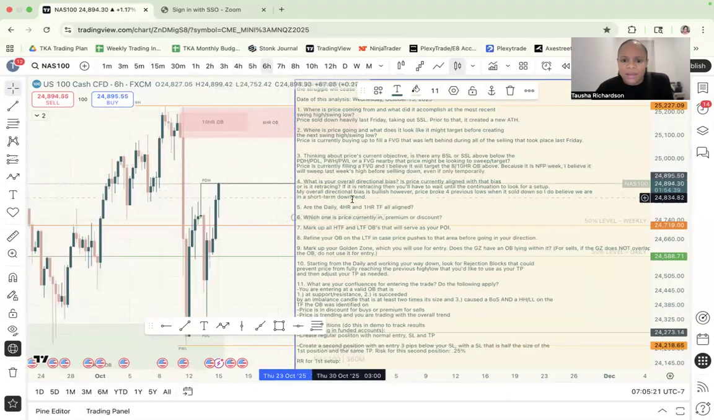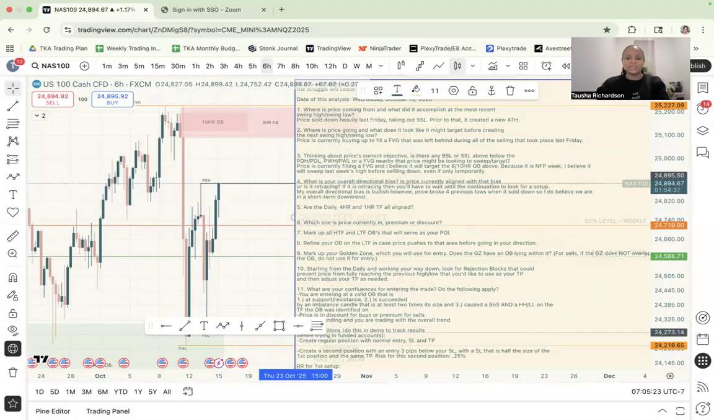So, let's see. Yes, all three time frames are bullish, and I believe price is buying up to reach the higher time frame bearish order block above. Because again, how else is price going to reach that order block without buying up?